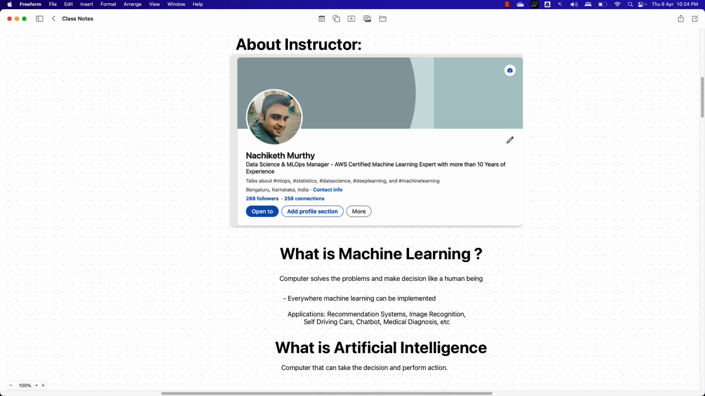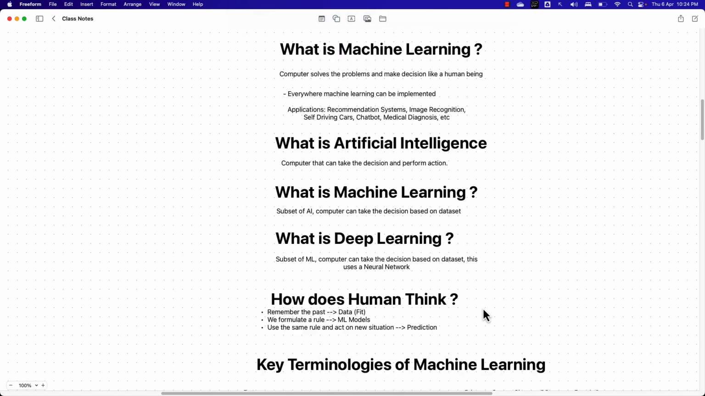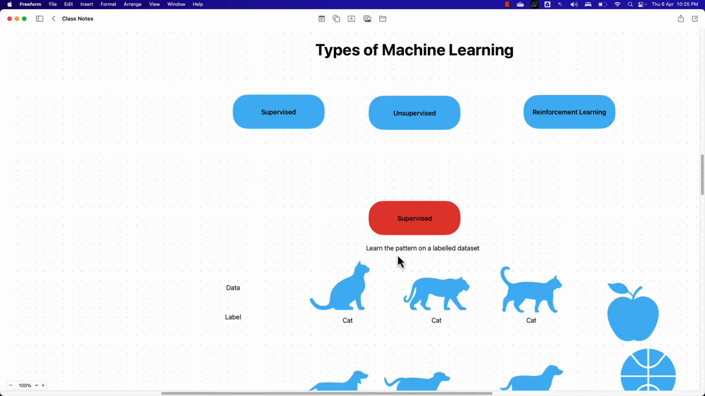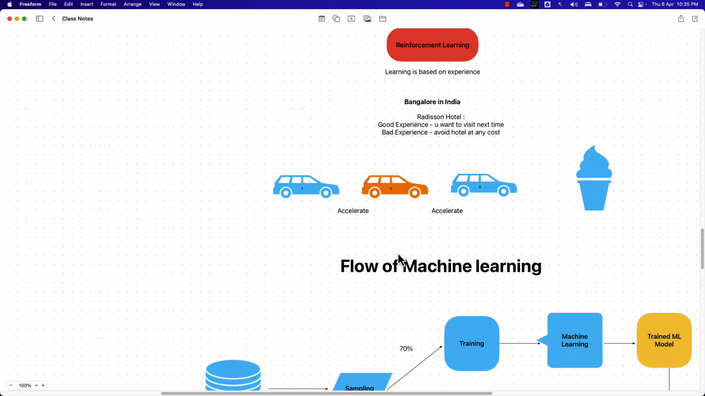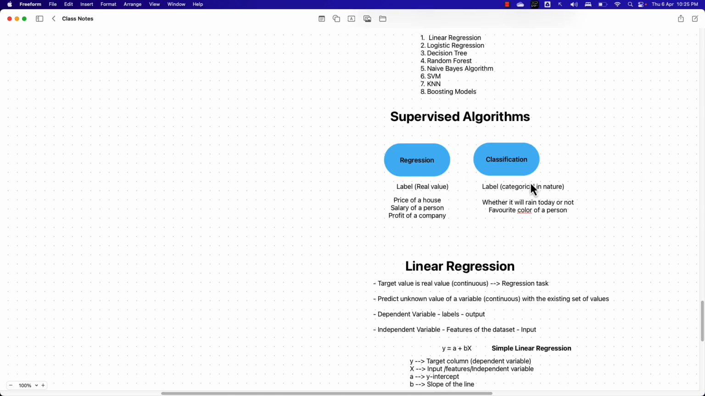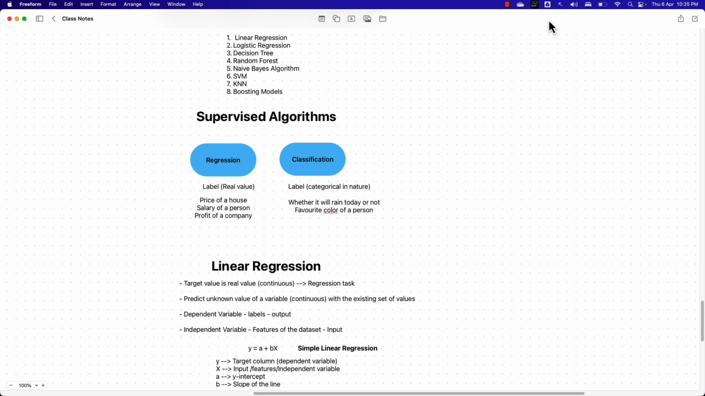So, folks, in the last few videos, we have understood the basics of machine learning, the difference between AI, machine learning, and deep learning, and the key terminologies involving machine learning, types of machine learning. And then at the end of the last session, we have also looked into the two tasks that we can do in case of supervised machine learning, that is regression and a classification task.